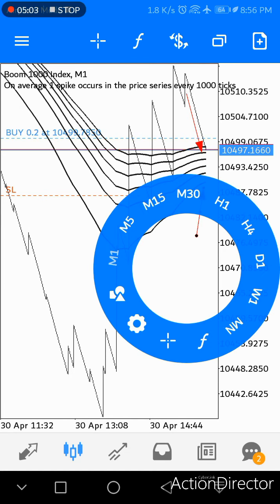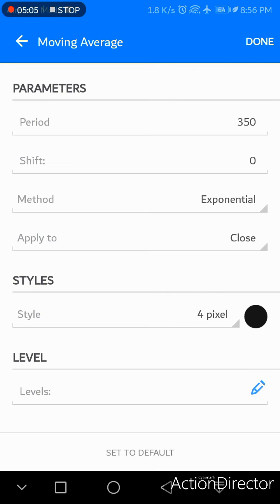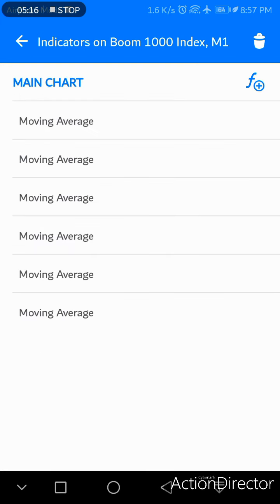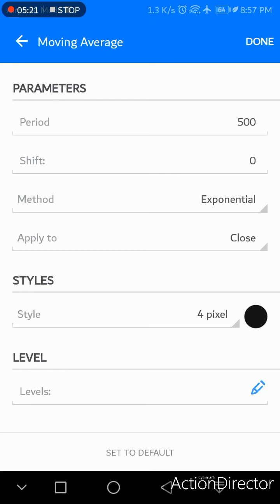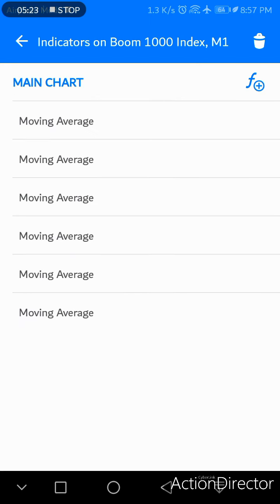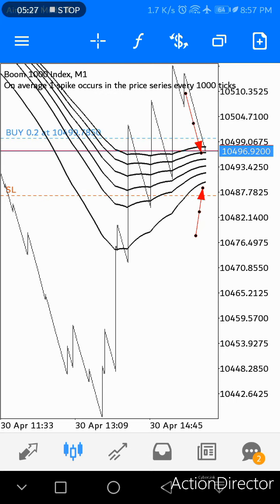How to set up the moving averages? Let's go and set them. First of all, add a 350 exponential moving average. The second one will be 250, the third 400, the fourth 450, the fifth 550, and the last one 500. Set up the exponential moving averages starting from 350, and wait with patience.